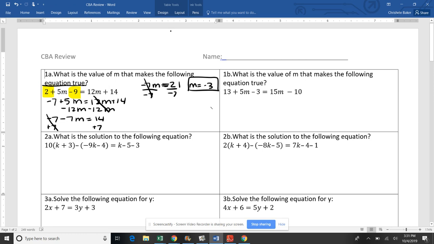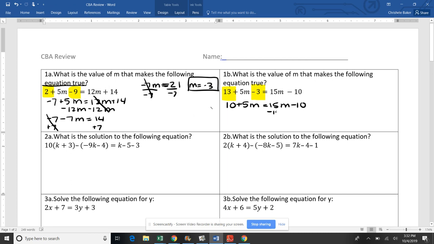Okay, number 2. Same thing. I'm going to combine like terms. So 13 minus 3 is 10. Although these sides look very, very similar, and you might be thinking infinite solution or no solution, I have a 5 and a 15. Those are different. I have a positive 10 and a negative 10. Those are also different. So next, I'm going to move my variable to the left side of the equation.